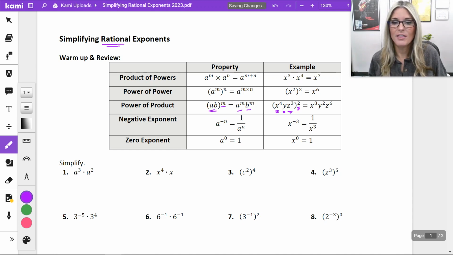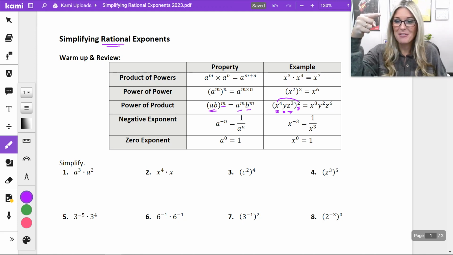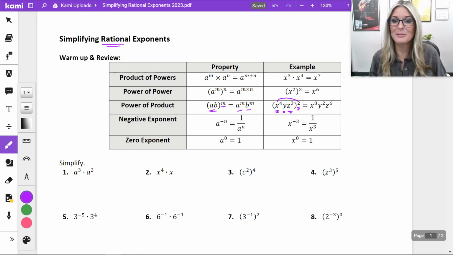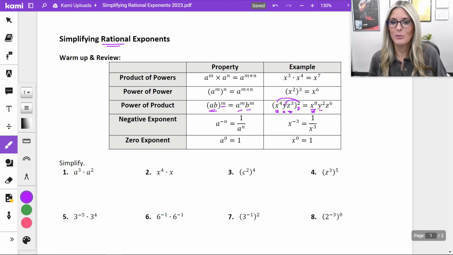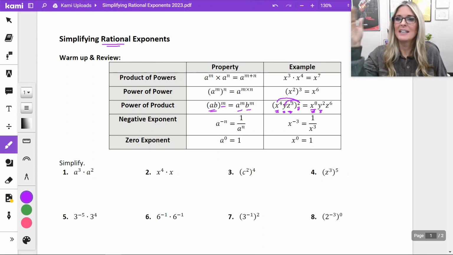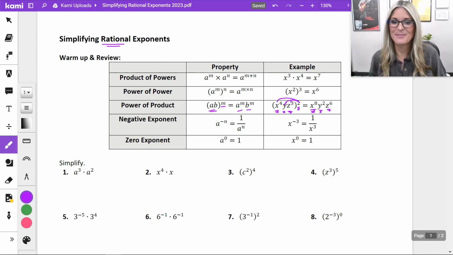So as I give the 2 exponent to x to the fourth, using that power of a power, the previous exponent rule, we would multiply 4 times 2 and get 8. The y has an understood 1. Each of those are separate, x, y, and z. So y to the first, when it gets squared, is y squared, obviously. And then z cubed, when I square that, z to the sixth.